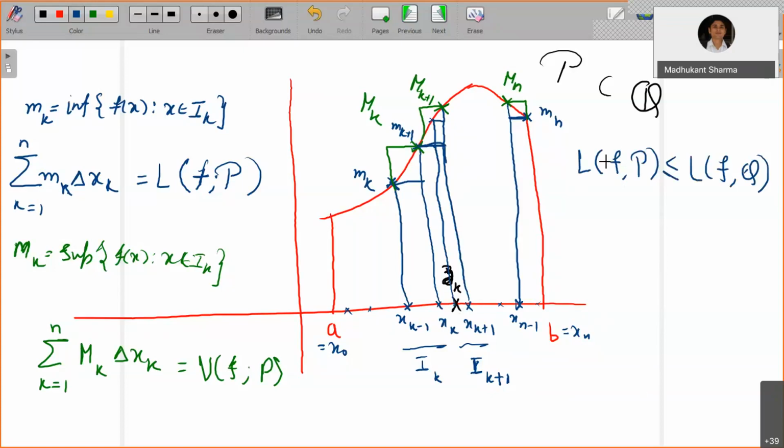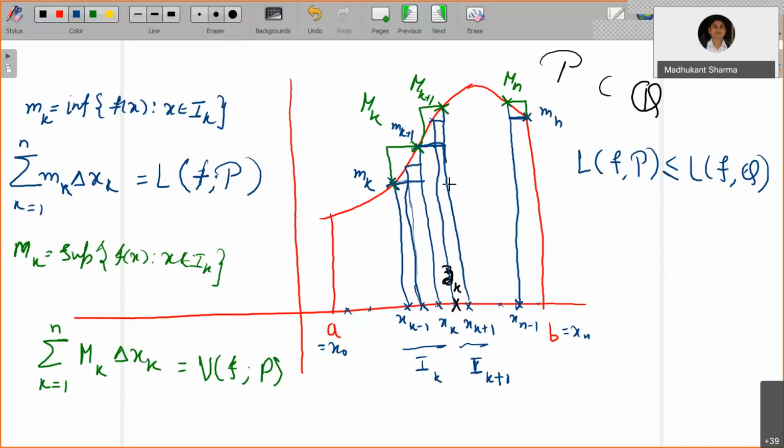So if Q is a refinement, you just add the one point. Now if you add one more point here, let's say one more point here, you can see that the area covered between x_{k-1} and x_k is now covering more. Also in this interval, this is also covered here. So this is going to be extra.